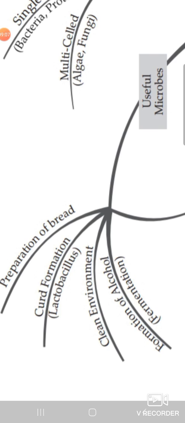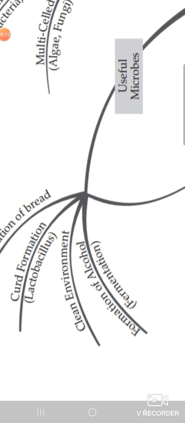Okay, now the next is a clean environment. Of course, dear students, you might have some confusion here about how bacteria are useful in cleaning the environment. Of course, it is decomposition: whatever waste we throw here and there is decomposed. Also the dead bodies of animals, plants, and birds are decomposed by bacteria. So in this way, bacteria are very useful in cleaning the environment through the decomposition of waste.